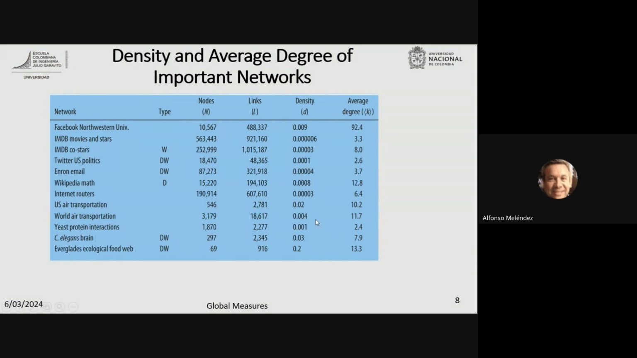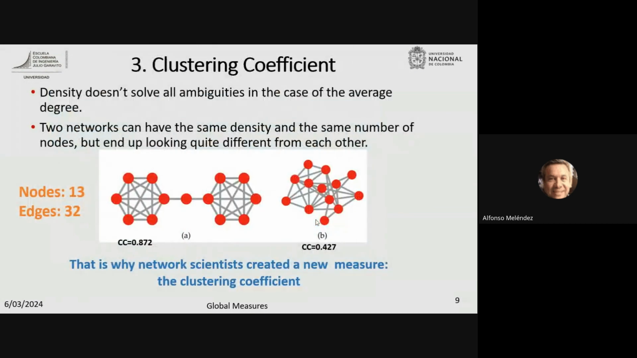Density is an important measure. It's an important global measure, but there are more important ones. This is one of the most important global measures of a network today. Look, density doesn't solve all ambiguities, as in the case of the average degree. Look at this example. Two networks can have the same density and the same number of nodes, but end up looking quite different from each other. Look, this network at the left and this network at the right both have 13 nodes and 32 edges, but they look very different. Here, for example, there are two communities.